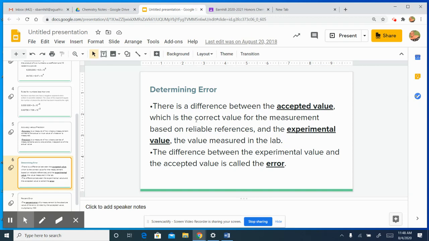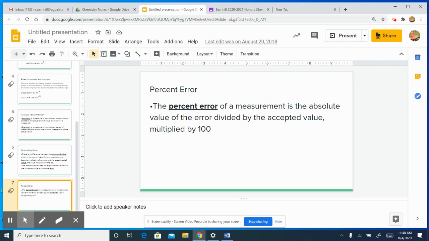The first thing when you're trying to find out if you've done an experiment correctly is you have to calculate your percent error. So you find the error and then you plug it into a formula called the percent error. The percent error is the absolute value of the error divided by the accepted value for whatever it is that you are measuring, multiplied by 100. And we will do some examples of these problems in class, and that is all for right now.